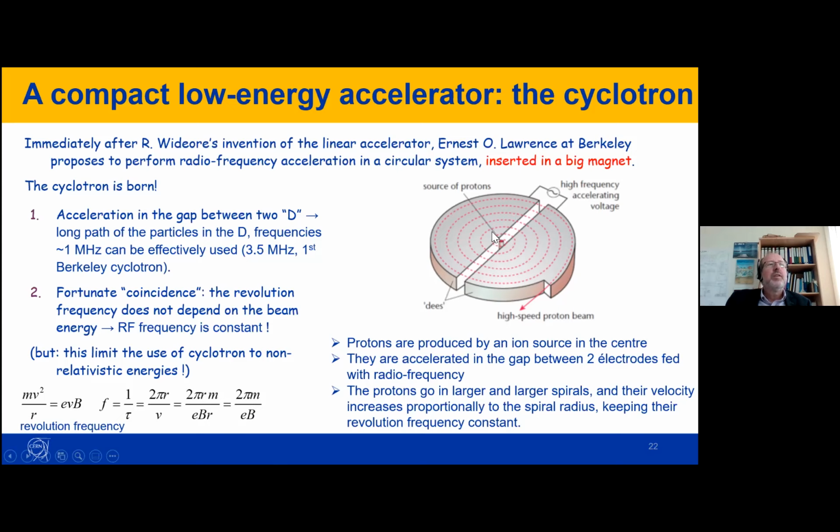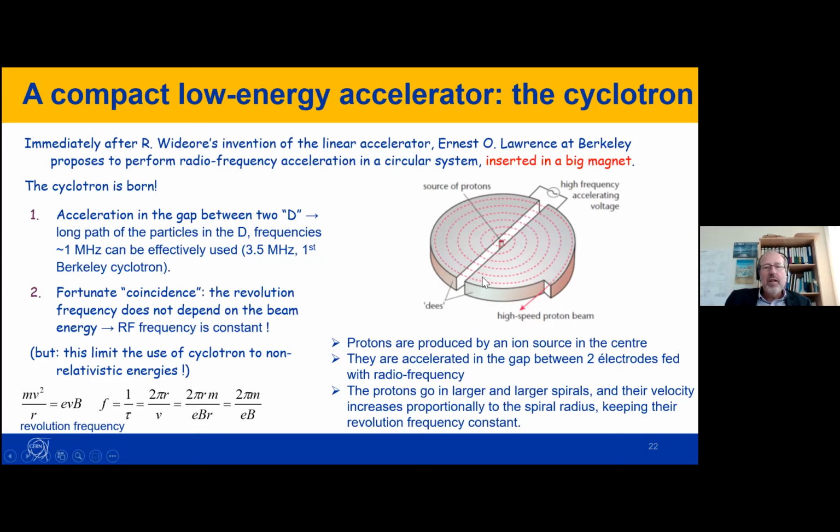So the particles remain always synchronous with the accelerating field. The synchronicity condition that we have seen before between tubes is respected here, but the tubes are no longer longer and longer with the velocity of the particle. They don't get longer and longer, but here what gets longer and longer is the circular path inside this cyclotron.